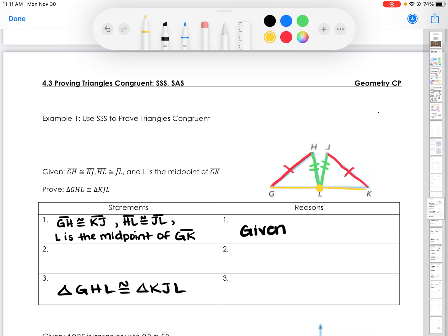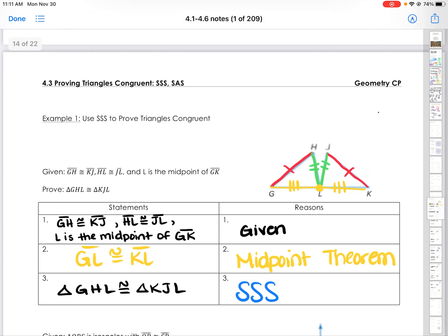All right. Well, if GK has a midpoint, it splits it into two congruent pieces. So I can say that GL is congruent to KL. Those segments are congruent because L is our midpoint. So that's using the midpoint theorem. Now we have that the red, the green, and the yellow sides are congruent to one another, which means three sides are congruent. I can say these triangles are congruent by the side postulate.